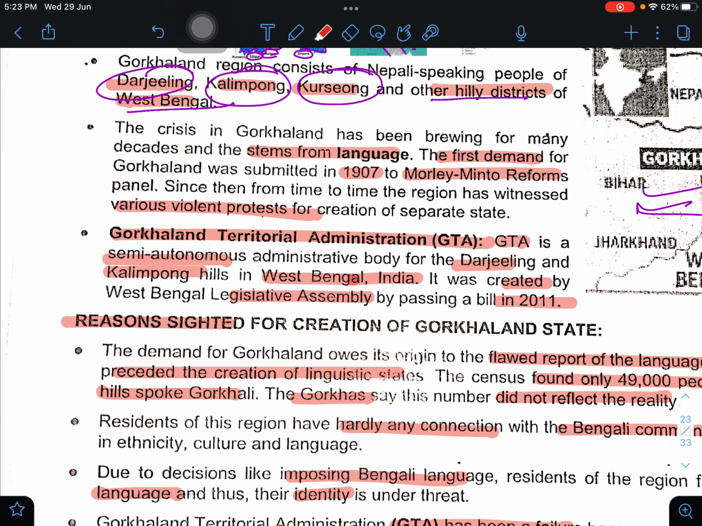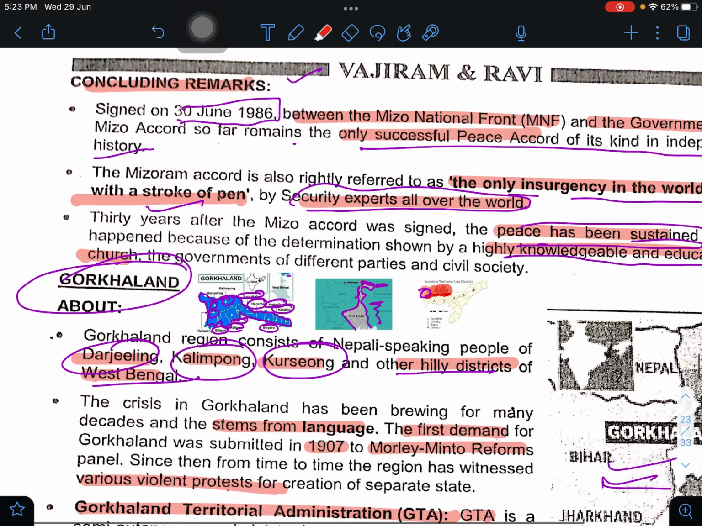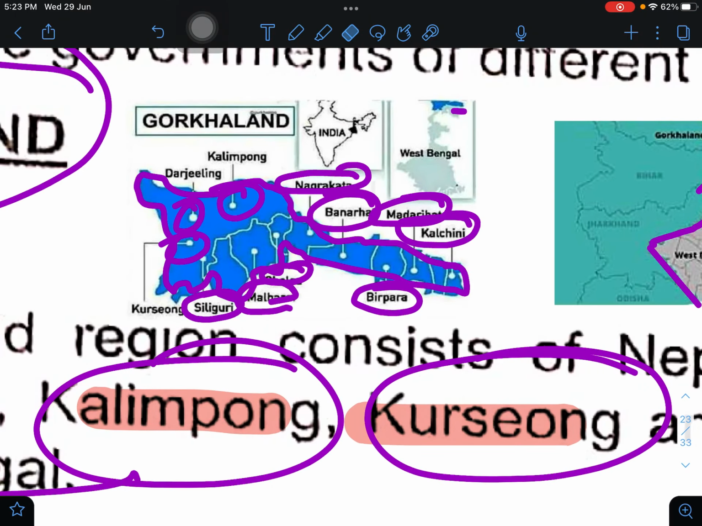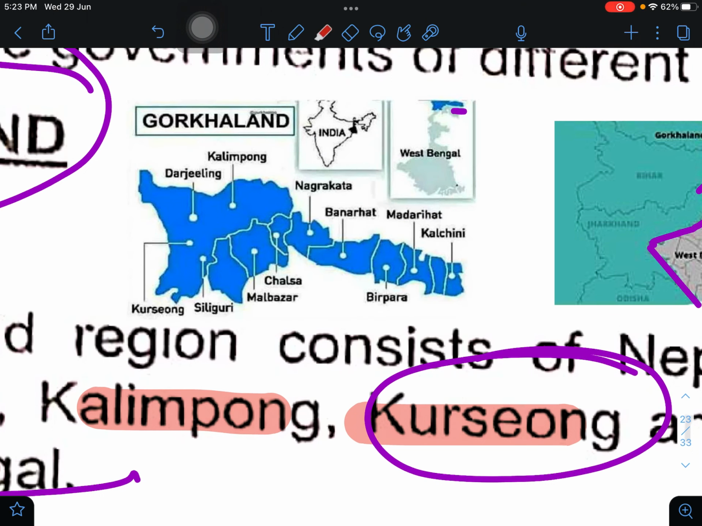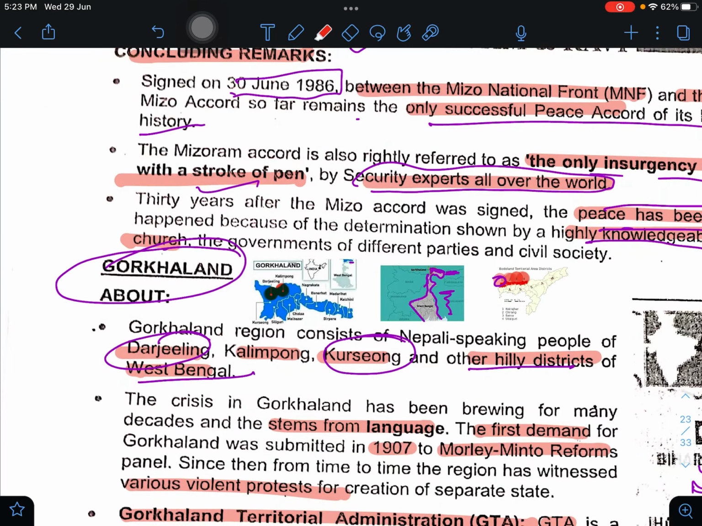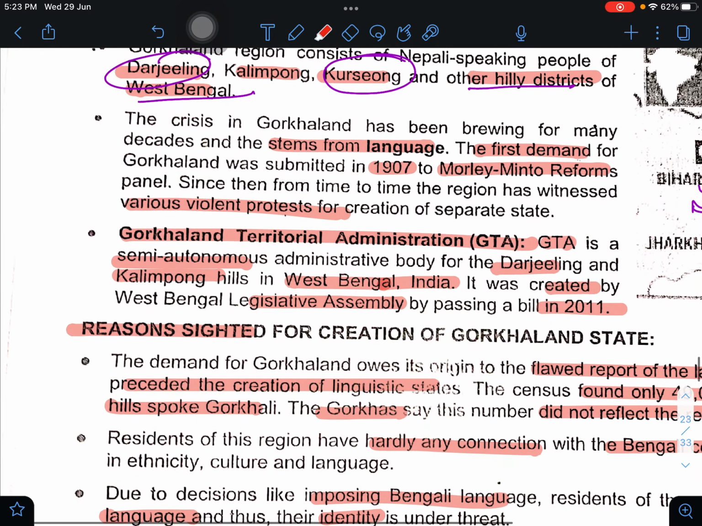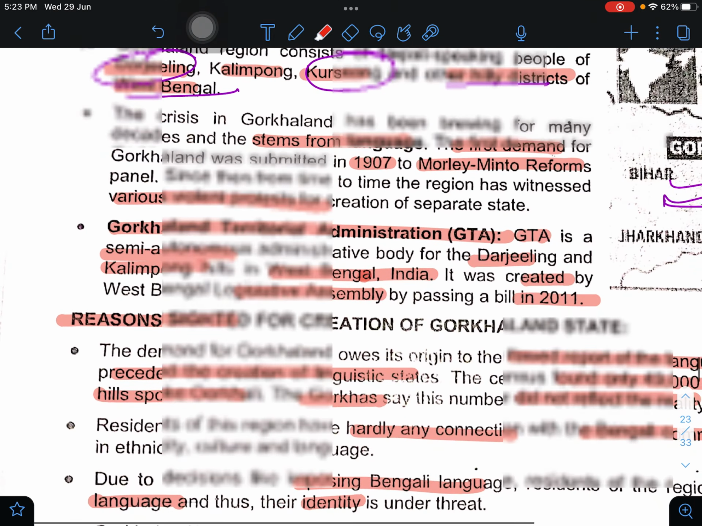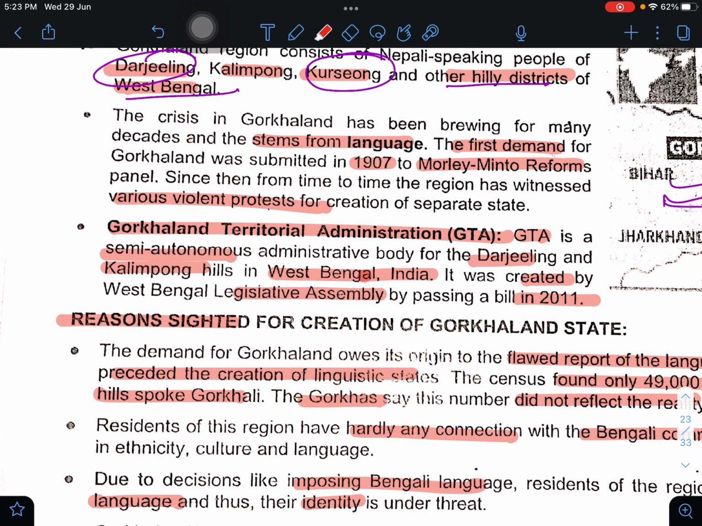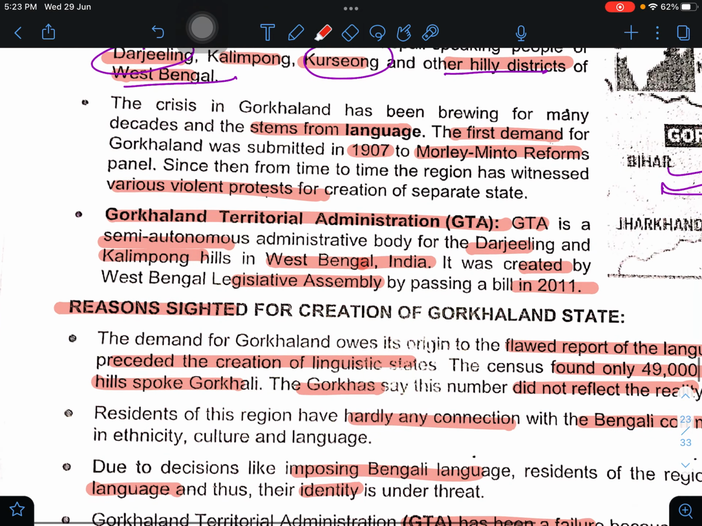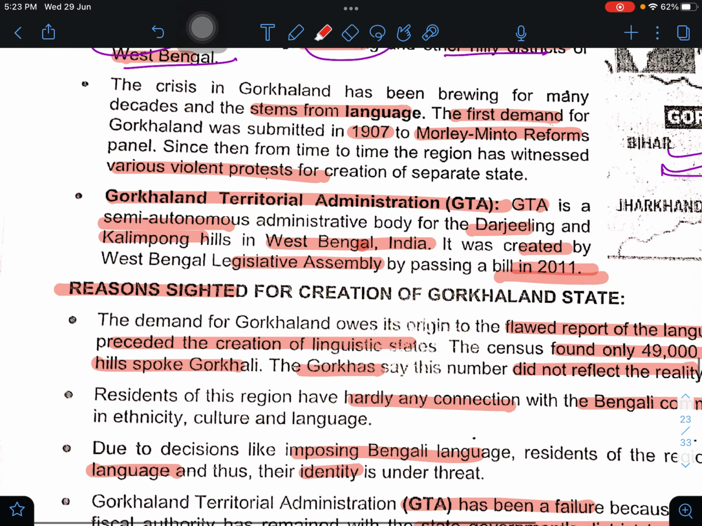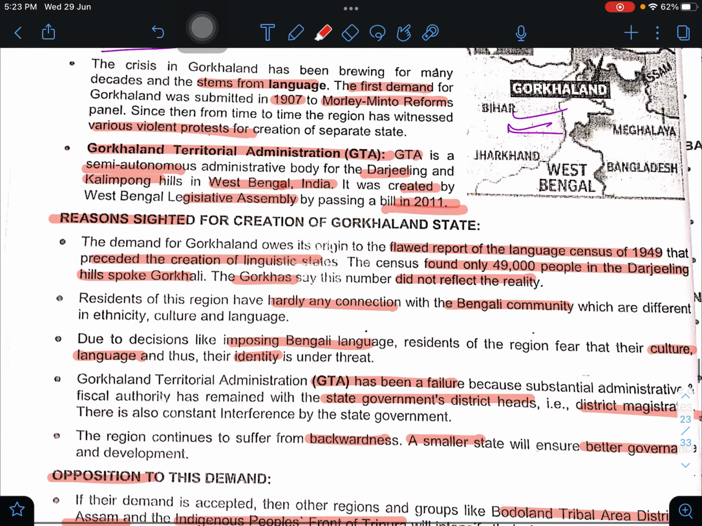The Gorkhaland Territorial Administration (GTA) is a semi-autonomous administrative body for the Darjeeling and Kalimpong hills in West Bengal. We'll again see where Darjeeling and Kalimpong are. This is Darjeeling, this is Kalimpong. The GTA was created by the West Bengal Legislative Assembly by passing a bill in 2011. This is the region cited for the creation of the Gorkhaland state.